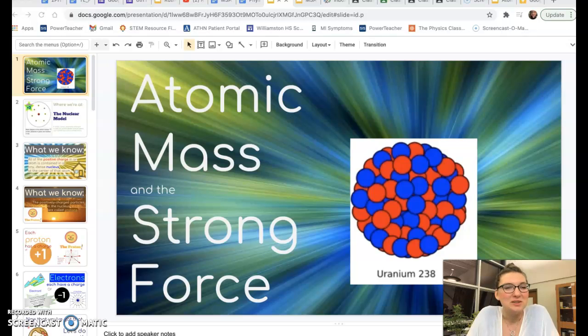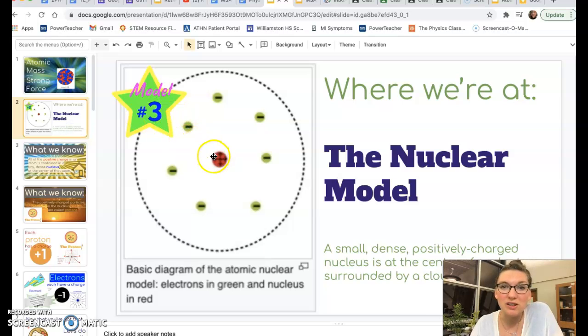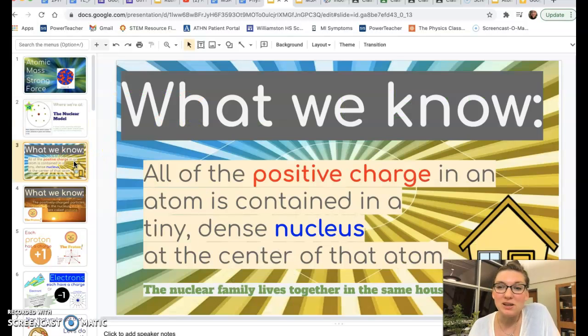Hey physics. So last time we talked, we were looking at Rutherford's experiment, which took us from the plum pudding model to the nuclear model. The nuclear model says that at the center of an atom is a nucleus, which is small, tiny in fact, and dense and positively charged. So some things that we know based on that are that all the positive charge in an atom is contained in the tiny, dense nucleus at the center of that atom.